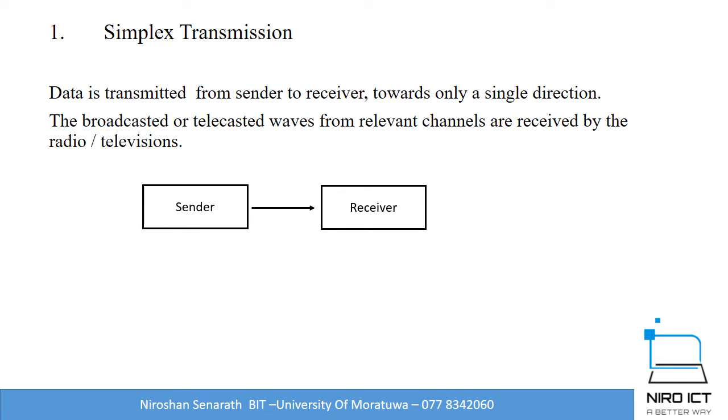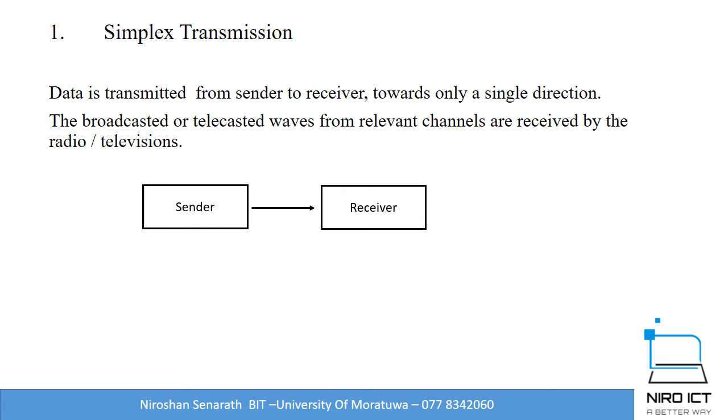There are many receivers, but only one sending place broadcasting signals or data, right? So I think you understood this one properly. Simplex data transmission is used when broadcasting TV or radio signals, right? So let's see what half duplex transmission is.